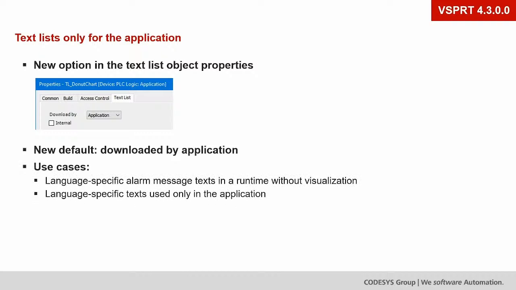Use cases are on the one hand the use of text lists within the alarm configuration for the message text. On the other hand, it is possible to read and use language-specific texts from a text list within the application via the text list utils library.